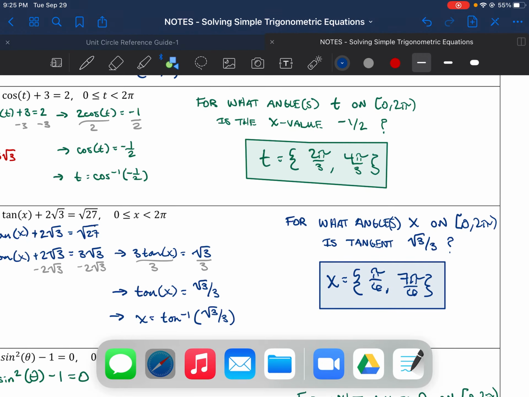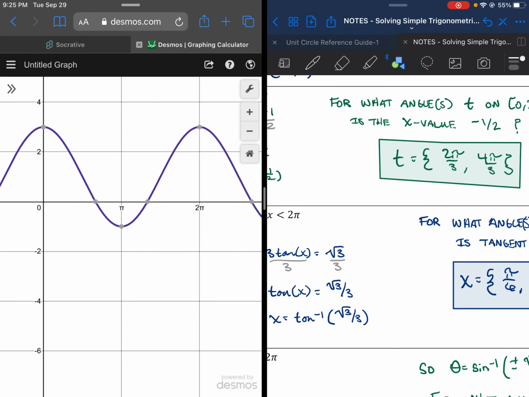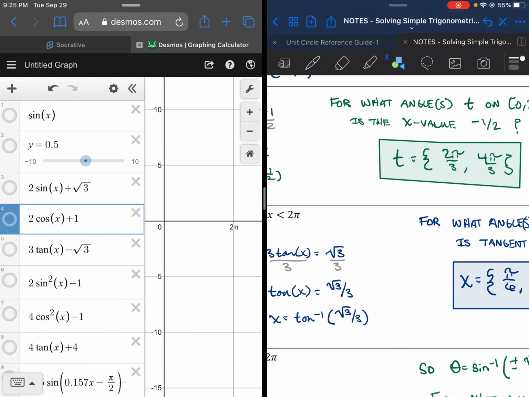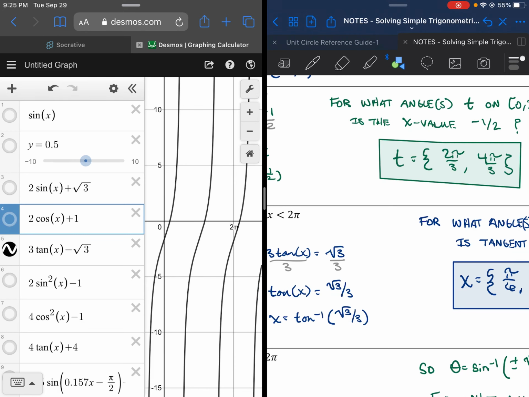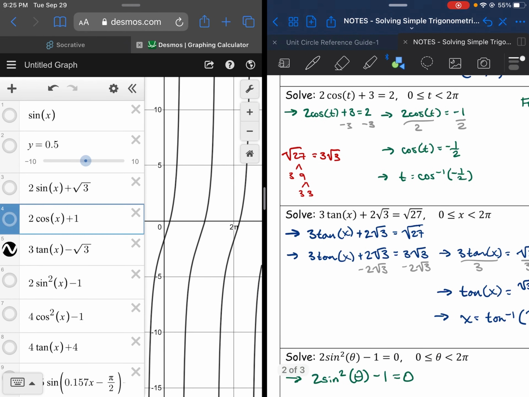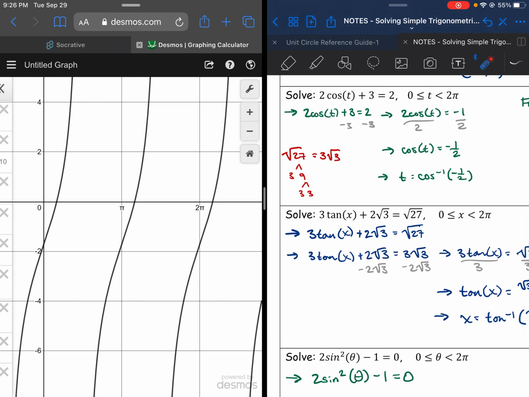And once again, let's double check that graphically. For this graph, I'm putting 3 tangent of x minus square root of 3. Remember once again that to use Desmos, we need to go ahead and make one side of the equation equal to 0. So I subtracted the square root of 27, which remember was 3 square root of 3, from both sides, and that made this side 0. So that's what I'm graphing right here. And we can see that the solutions between 0 and 2 pi are pi over 6 and 7 pi over 6.